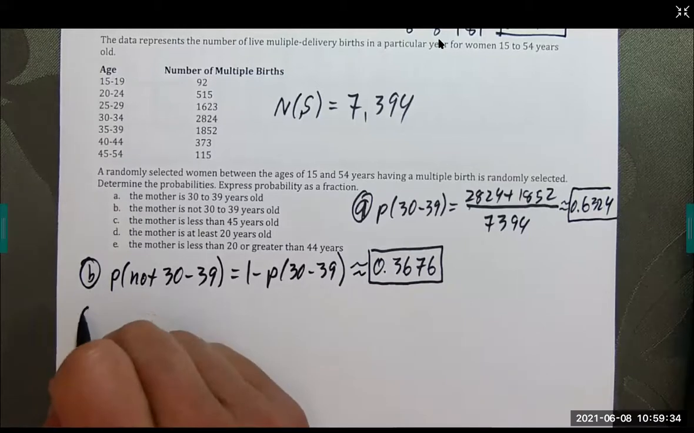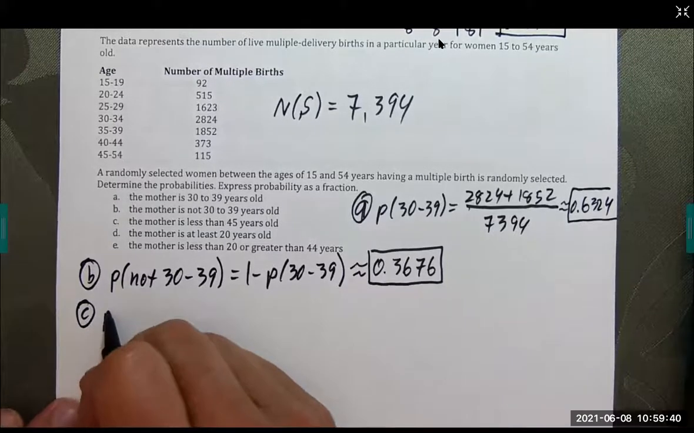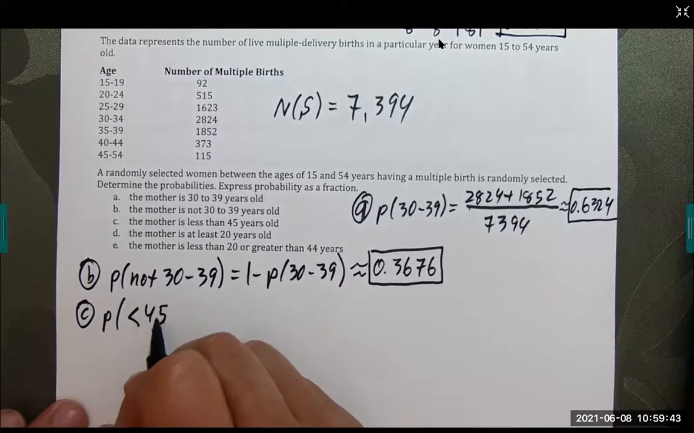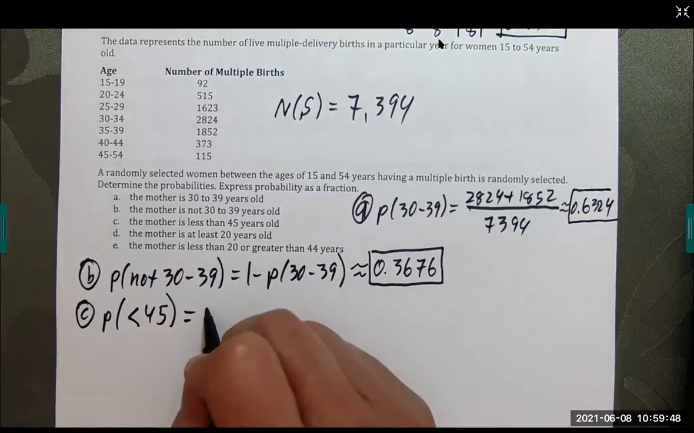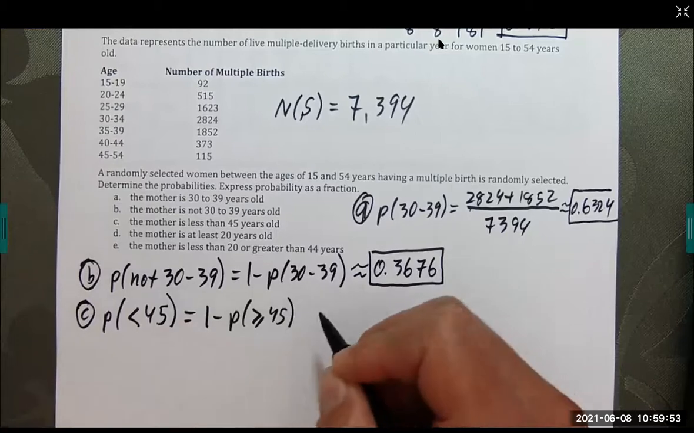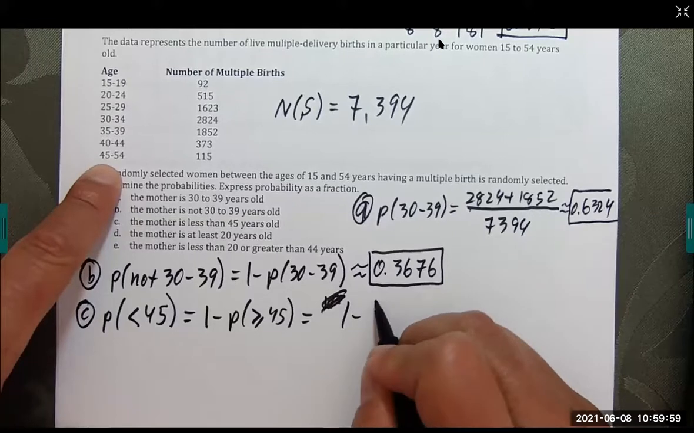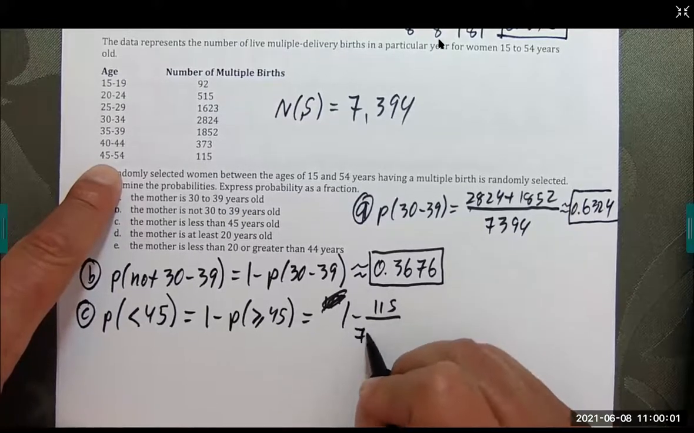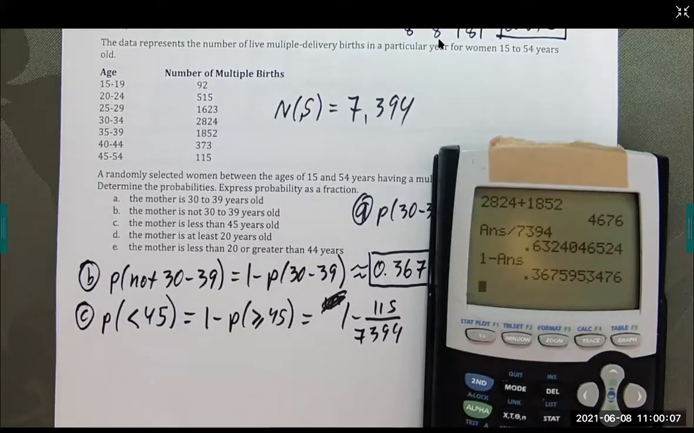Part C. The mother is less than 45 years old. Less than 45, that's all of those. I'm going to do this. It's going to be 1 minus the probability of being greater than or equal to 45 years old. That makes it much easier. So that's going to be 1 minus 115 over 7394. So using that complement rule, I like it. 1 minus 115 divided by 7394.